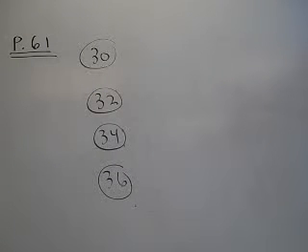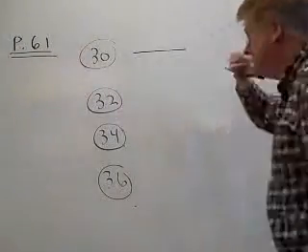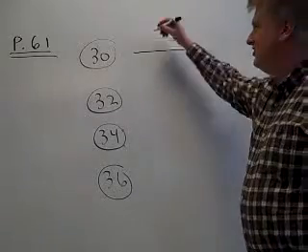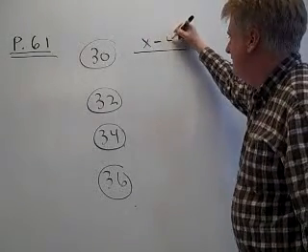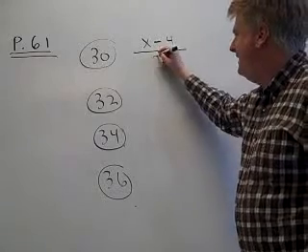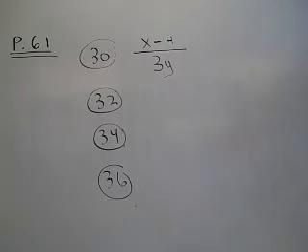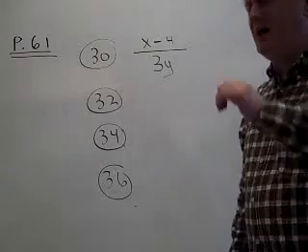Problem 30. We want the number obtained when x decreased by 4 is divided by the product of 3 and y. So we're doing some division there. So x minus 4 divided by 3 times y. X decreased by 4 does translate into x minus 4, and the product of 3 and y is 3 times y. Again, we can put a dot in between them, or more and more we're just going to leave those numbers right next to each other. That means we're multiplying.